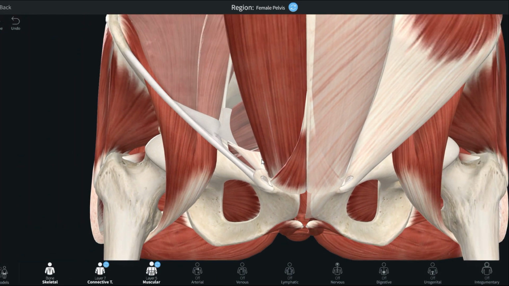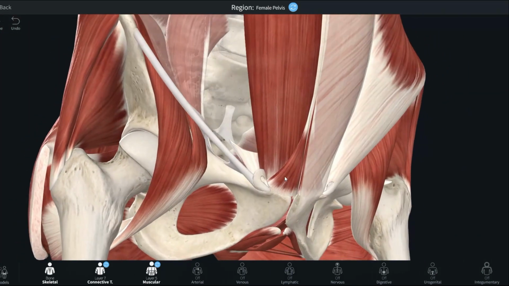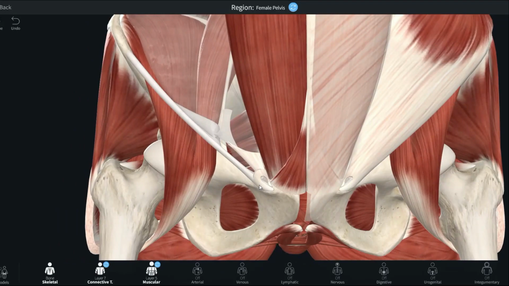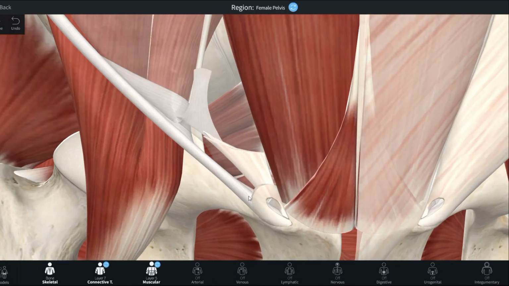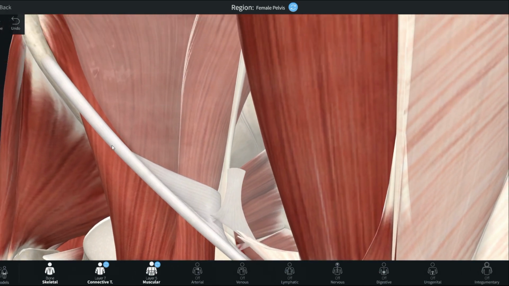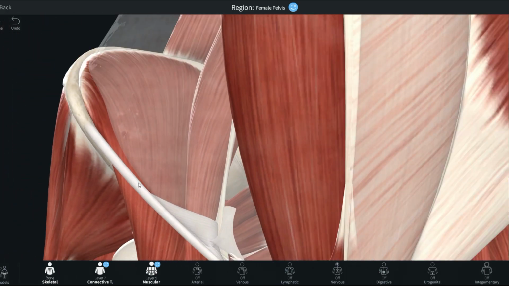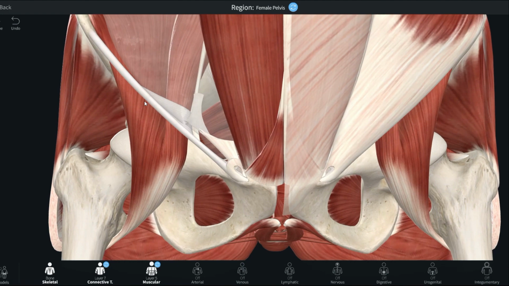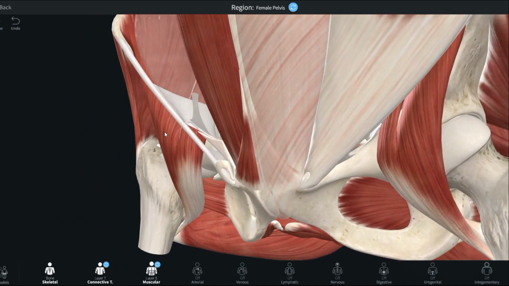Very carefully now, see the superficial inguinal ring and how it is related to this structure. This is the inguinal ligament. This is the superficial inguinal ring. This is the inguinal ligament.